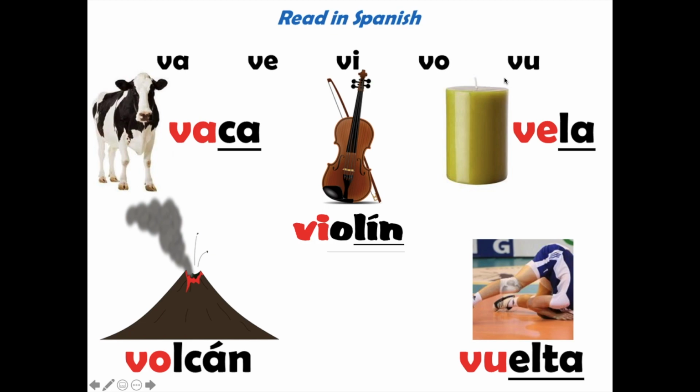Now, this letter, V. It's supposed to be va, ve, vi, vo, vu. However, in the Spanish-speaking world, we tend to pronounce it like the other B, like ba, be, bi, bo, bu. If you say ba, be, bi, bo, bu, or va, ve, vi, vo, vu, everybody's going to understand you. No problem with that. I personally try to say va, ve, vi, vo, vu, but sometimes when I'm speaking super fast, I go ahead and say ba, be, bi, bo, bu. It doesn't matter, okay?